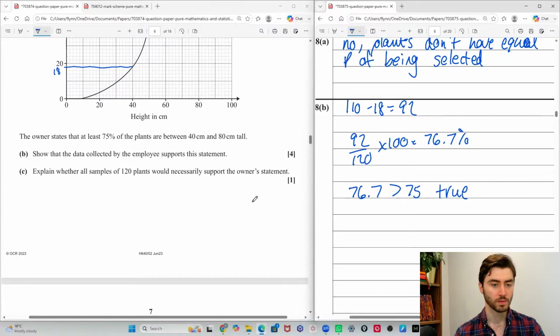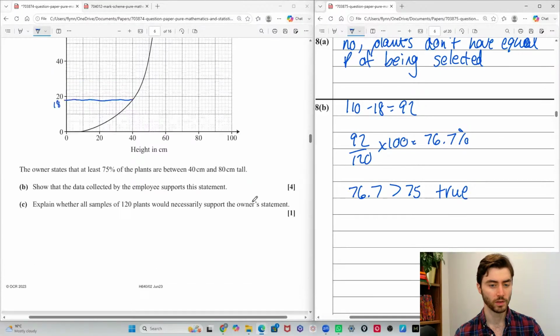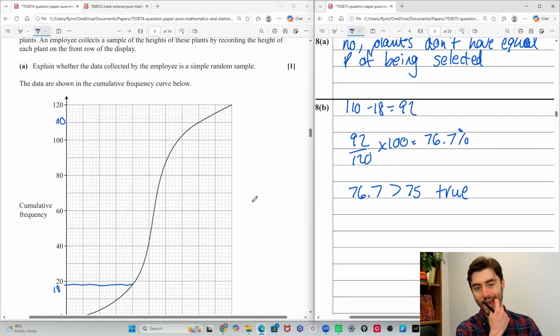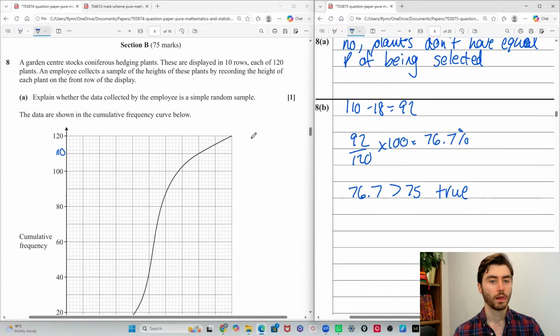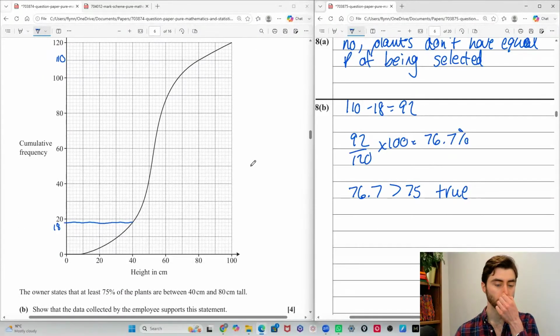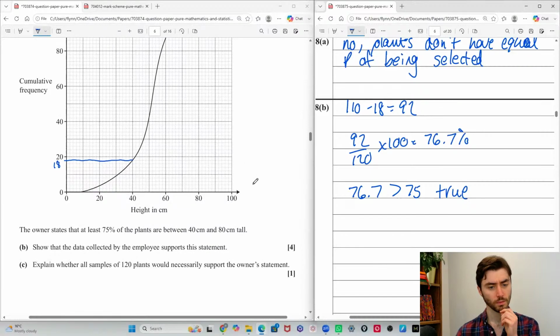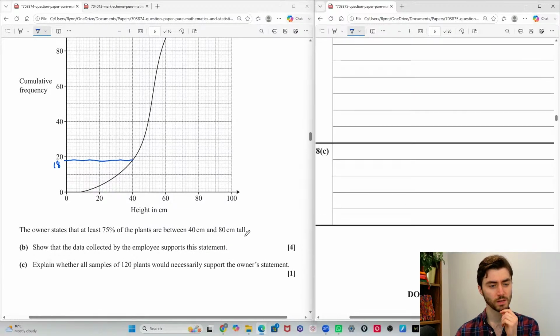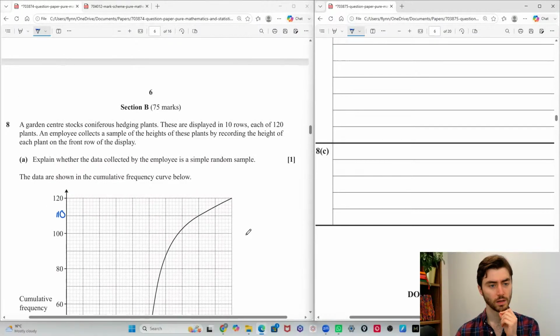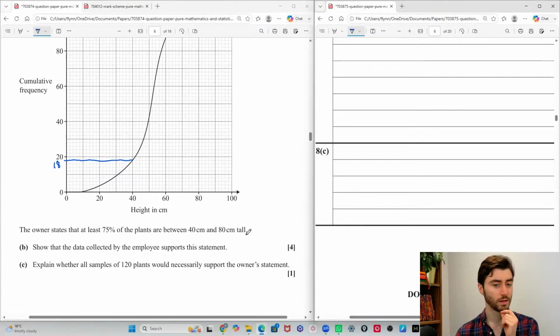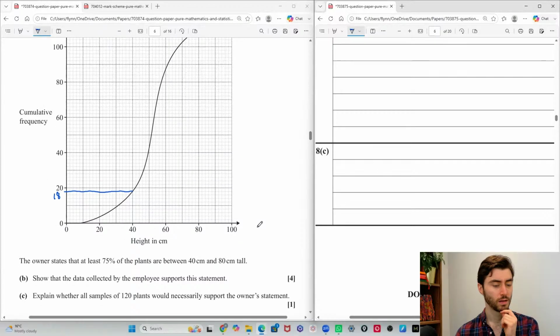Explain whether all samples would necessarily support the owner's statement. Sample the highest plant, recording the height of each plant in the front row. So those are just the front row, 120. I would say this is not necessarily so, because it could be that the ones in the front are bigger. I'm going to say no, but I don't know what exact wording they want. Whether all samples would necessarily support the owner's statement.